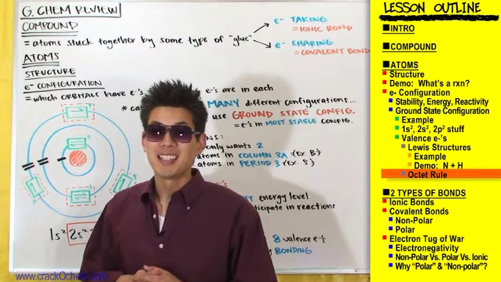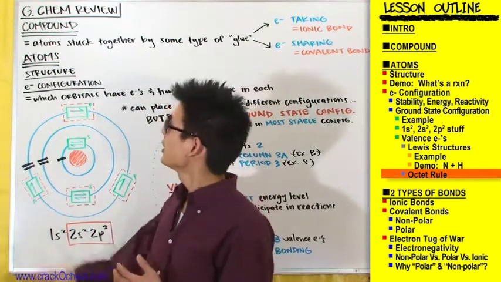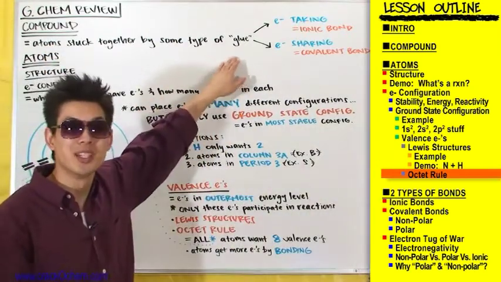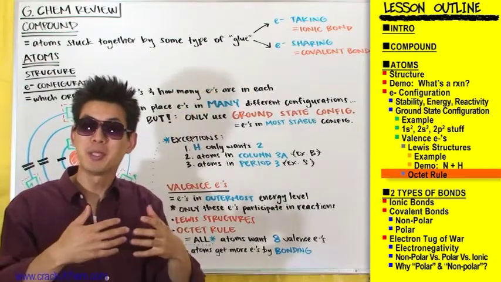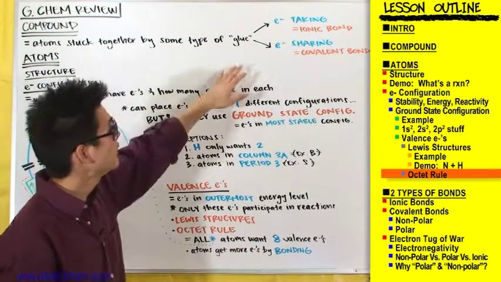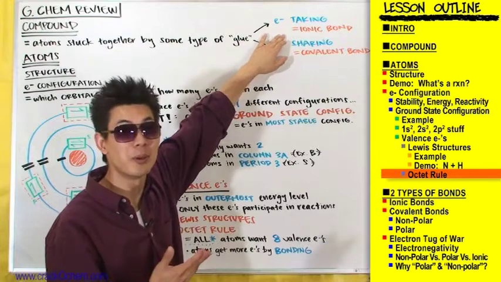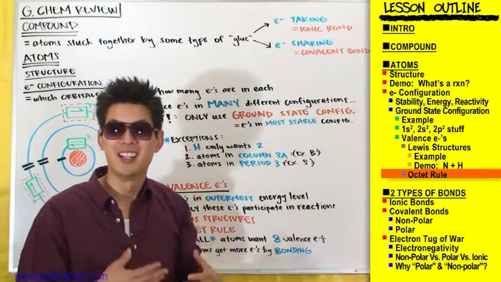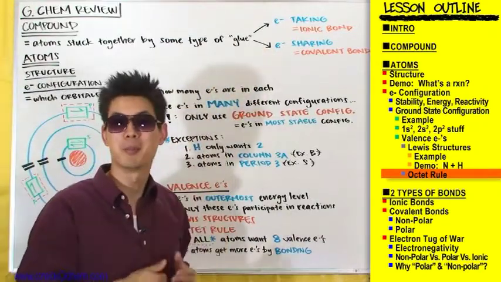And awesome, you guys. Now we can move on to the last part of today's session. We started out today by talking about how compounds are atoms stuck together by some type of glue. And that glue comes in the form of what? Electrons, right? Electrons interacting between 2 atoms. And depending on the type of interaction of those electrons, you can have 2 different types of bonds. You can have electron taking that'll form an ionic bond, or you can have electron sharing, which forms a covalent bond. Okay, so let me go ahead and erase all this, and we can talk more about these 2 different types of bonds we can have.